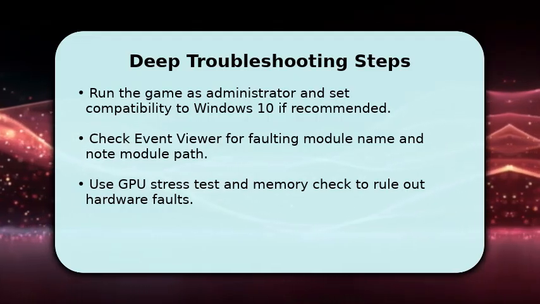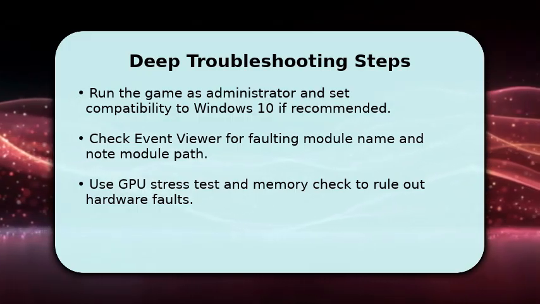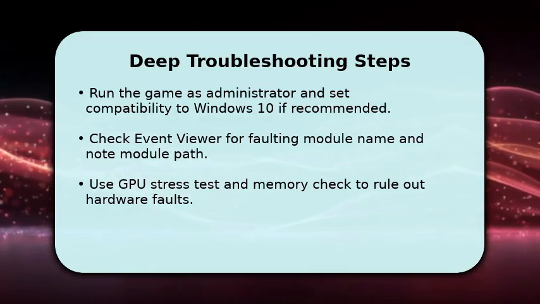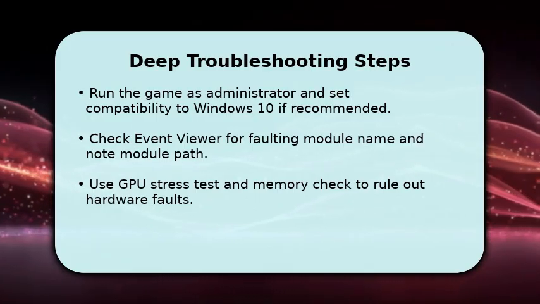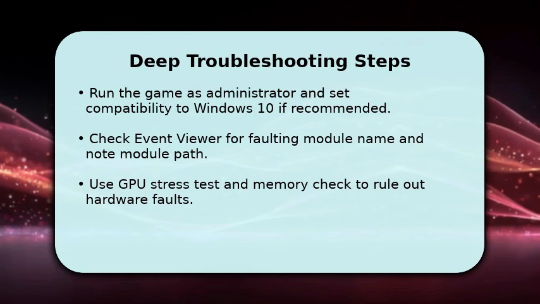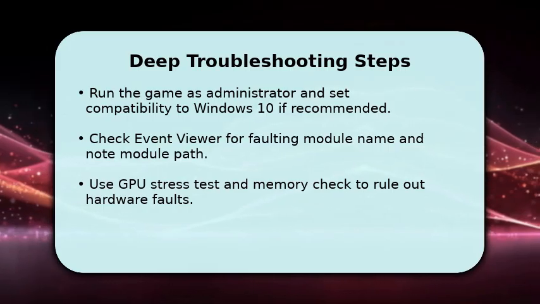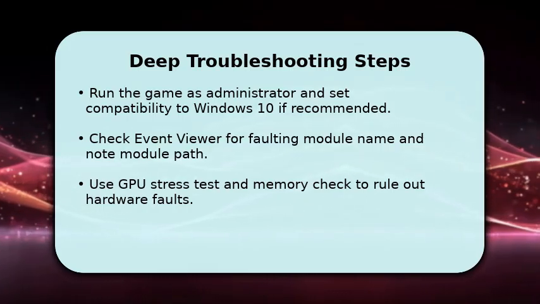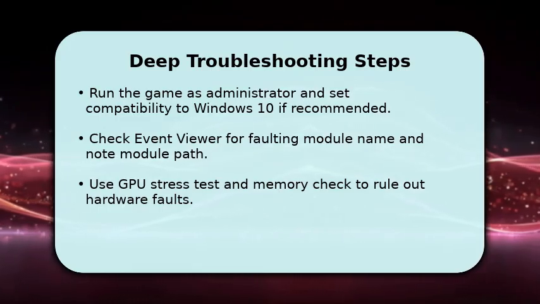Next, open Event Viewer and find the faulting module name to see whether the crash points to a driver, DLL, or game executable. Then run a GPU stress test and Windows memory diagnostic to rule out hardware instability. Intermittent hardware faults often masquerade as application access violations. Keep notes of module names and timings to spot patterns for the final fixes.